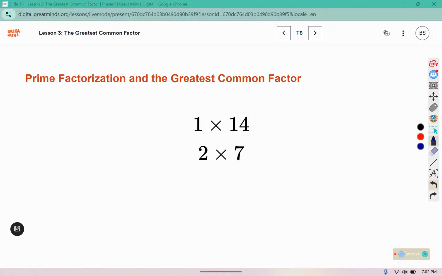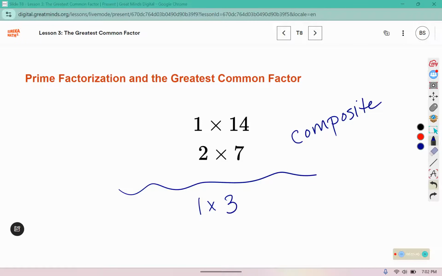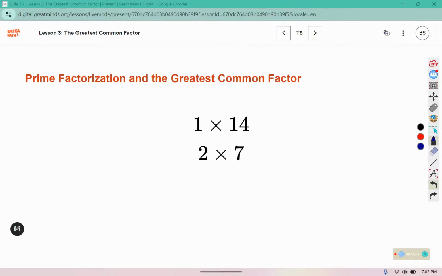So there's that example. 14 can be 1 times 14 or 2 times 7, so this is composite. But prime numbers can only be made up of 1 times itself, so 1 times 3. There are no other factors besides 1 and 3 that would work, so these would be an example of primes. Composite numbers can be broken down into other factors. Primes are just 1 and itself.